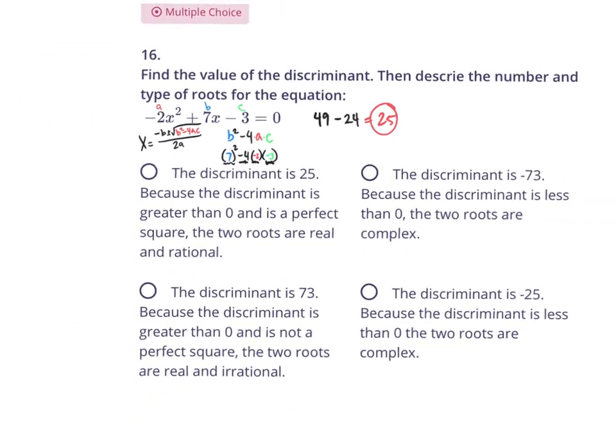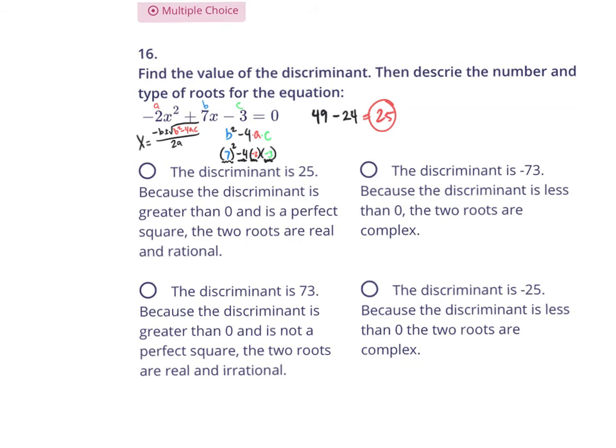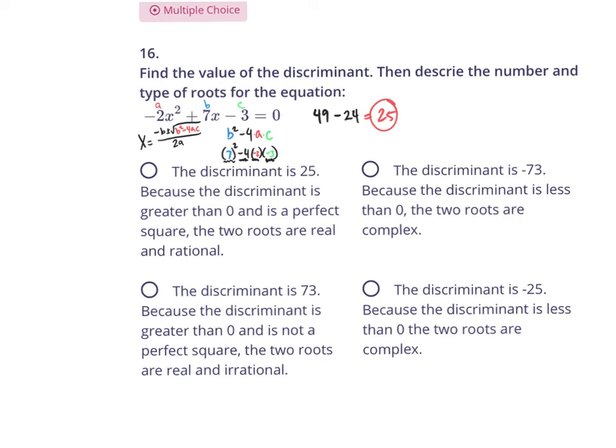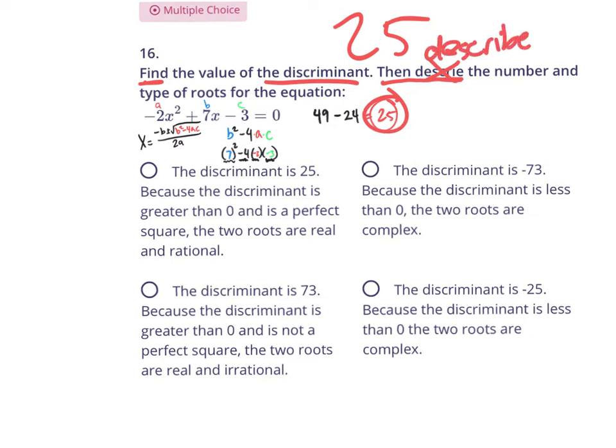The discriminant is 25. Now, what else does it say besides find the discriminant? We already know the answer is 25, okay, but what else? Then describe. That should say describe. I don't know how to spell, and man, my handwriting is horrible. Then describe the number and type of roots of the equation.